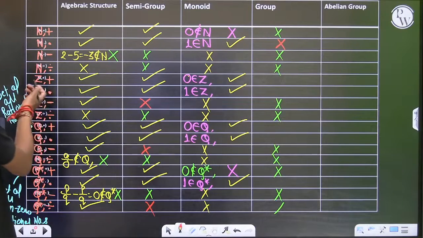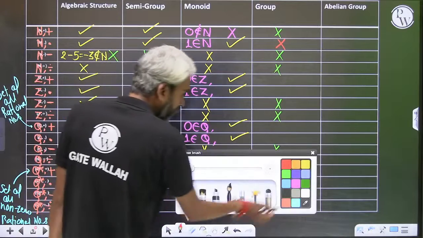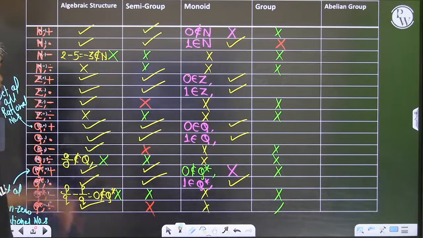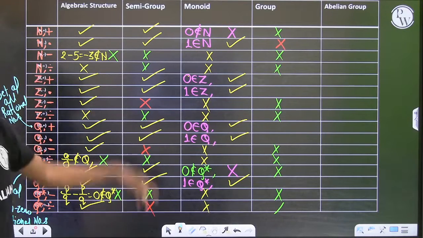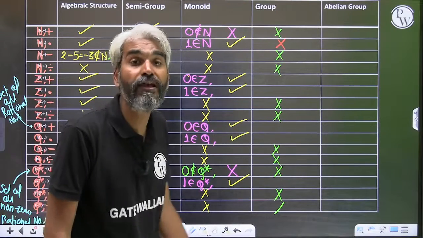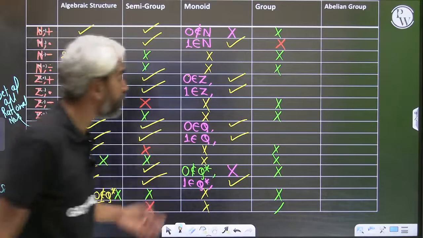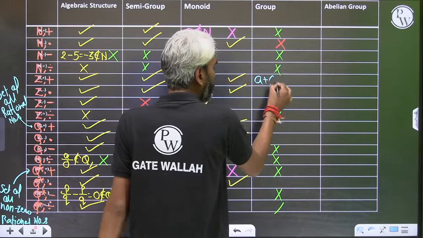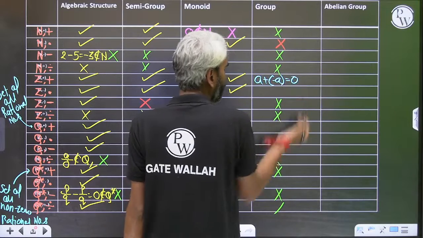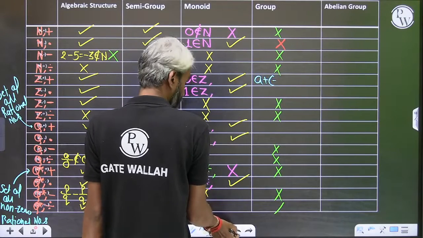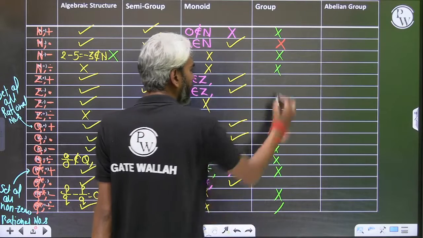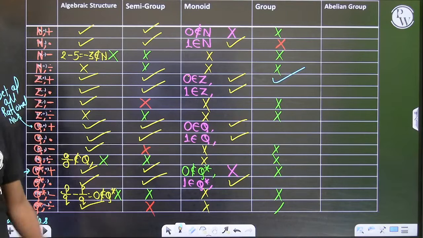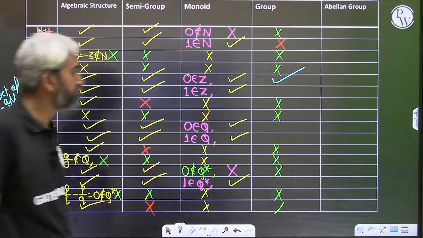Now, sir, if we take set of all integers with respect to addition, for every positive integer there will exist a negative integer of equal magnitude. Therefore, for every element a, if we add minus a, you will get 0, which is the identity element. Therefore, inverse will be present for every element of the set. Therefore, the set of all integers with respect to addition is a group.